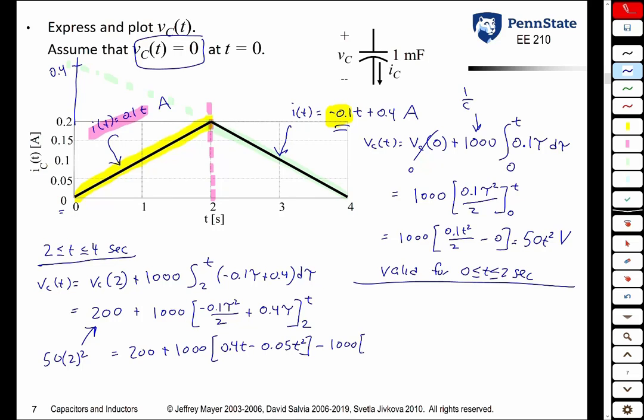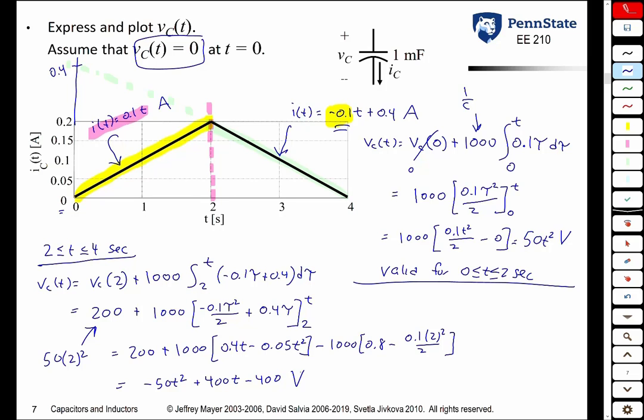0.4 times 2 is 0.8 minus 0.1, 2 squared over 2. You work out all that math, you get minus 50 t squared plus 400 t minus 400 volts.